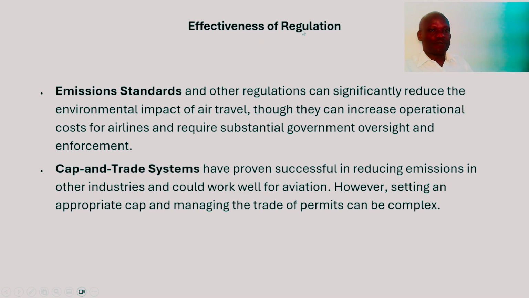Then regulations, effectiveness of regulation. Emission standards and other regulations can significantly reduce the environmental impact of air travel, though they can increase operational costs for airlines and require substantial government oversight and enforcement. Cap and trade systems have proven successful in reducing emissions in other industries and could work well for aviation. However, setting an appropriate cap and managing the trade of permits can be complex.